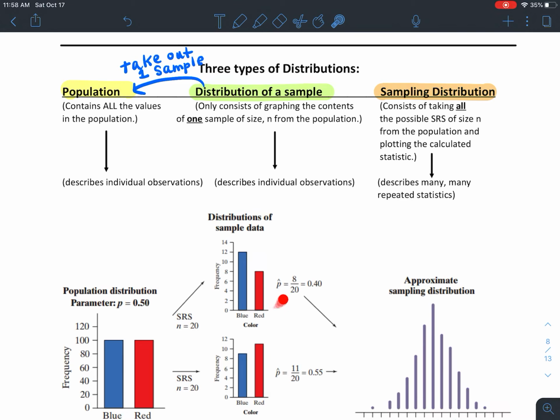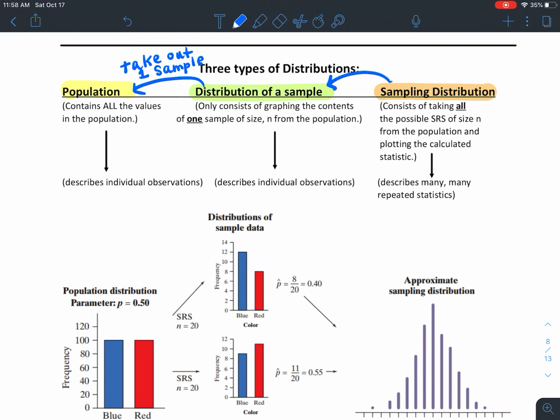So this right here would be an example of a sample distribution. You can see that this is showing that we drew out 20 beads from the population, and it's showing what the contents are of each of those individual observations. It looks like we got 12 blue beads, we got 8 red beads. I think the variable of interest is the proportion of red beads in your sample. So p hat would be 8 out of the 20. That is a sample distribution.